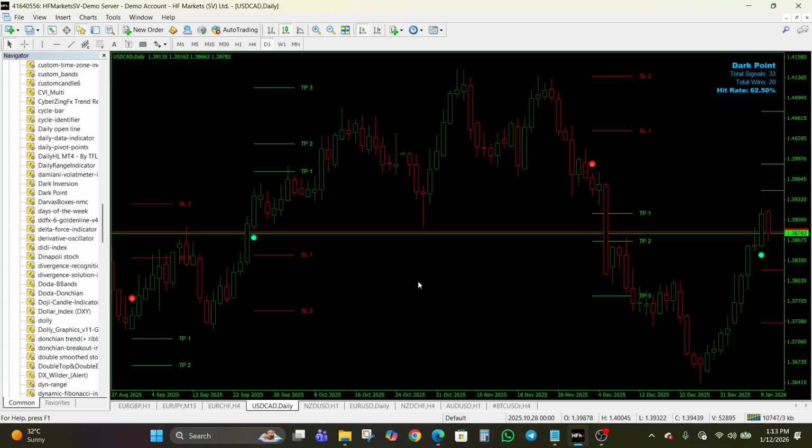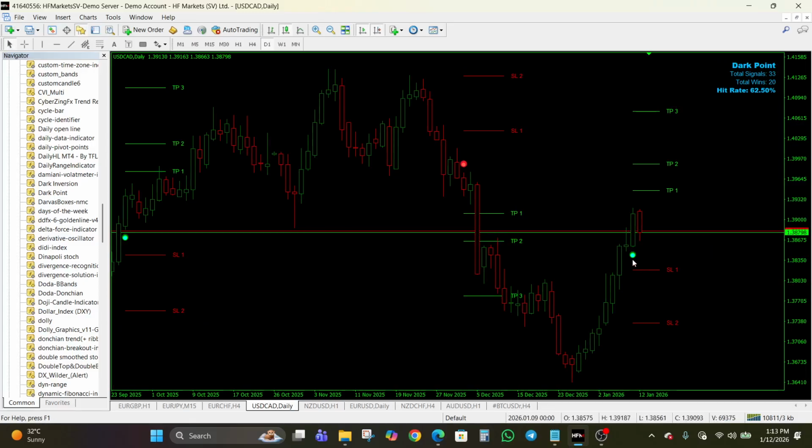For example, you can see here there was a buy signal, and then this was the SL1, SL2. This was TP1, TP2, and TP3. Now, you can see this is another example. There was a sell signal. You can see this was SL1, SL2, TP1, TP2, TP3. And currently you can see a buy signal has been given, and this is SL1, SL2, and this is TP1, TP2, TP3.